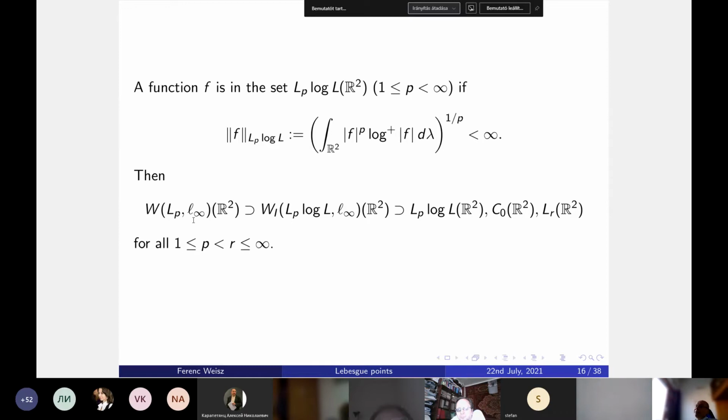The space WLP L infinity is larger than the iterated space LP log L L infinity. This is larger than the LP log L space and larger than the C0 space. This is the space of continuous functions vanishing at infinity. And the LP log L space is larger than the LR space, where r is greater than p, and p is greater than or equal to 1.